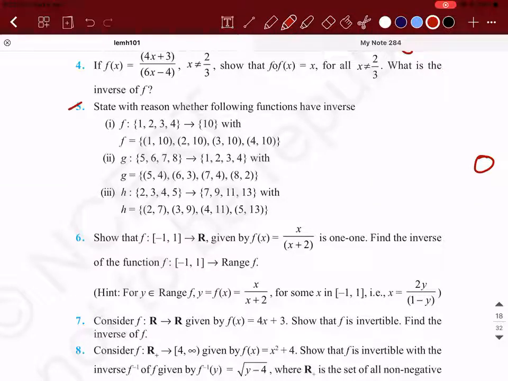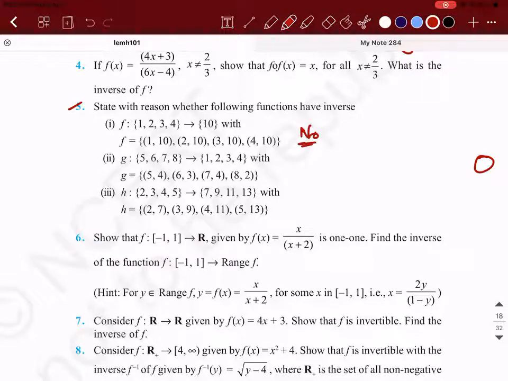State with reason whether the following functions have inverse. First one has inverse. Sir. Yeah. It's many to one function. It's not a one-to-one function. So it is not bijective, hence it does not have. No. What about the second one?